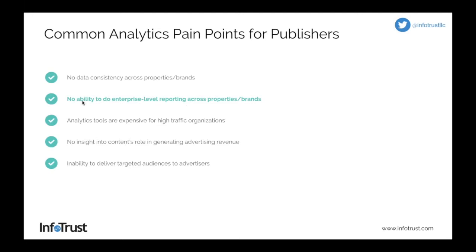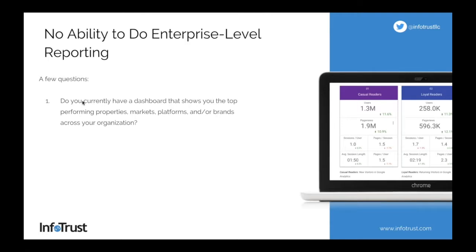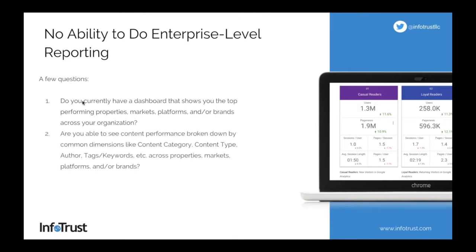Now, the second piece of this is the lack of ability to do enterprise level reporting across brands and properties. And so I made a quick reference to that about roll-up properties. But in this case, without the ability to do this enterprise level reporting, you are going to really miss out on a lot of these opportunities to answer these questions. So some of the questions I would ask: do you currently have a dashboard that shows you the top performing properties, markets, platforms, and or brands across your organization? Are you able to see content performance broken down by common dimensions like content category, type, author, tags, or keywords across those properties, brands, platforms, etc.?